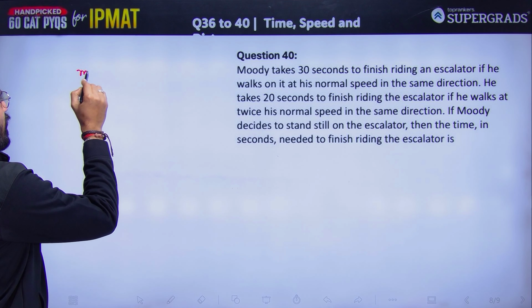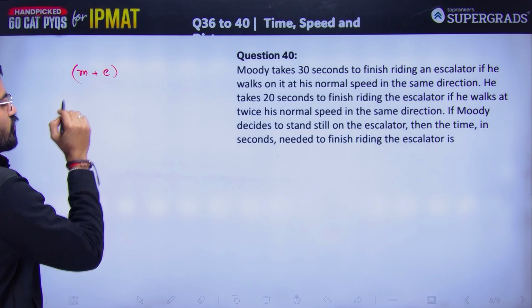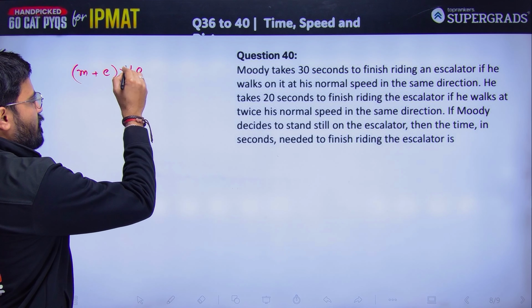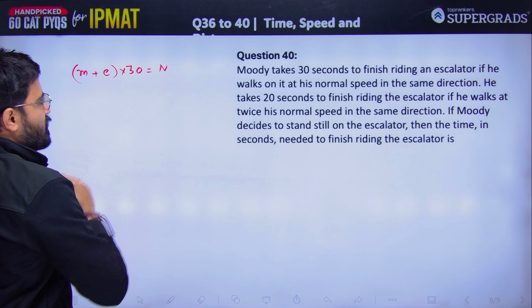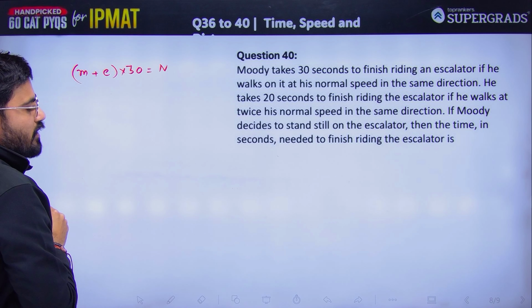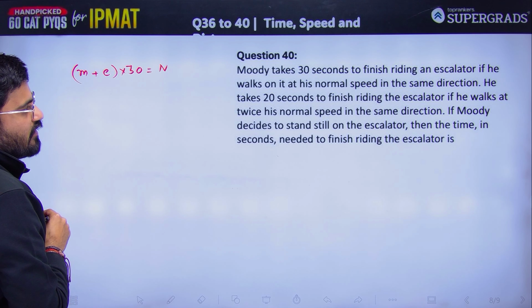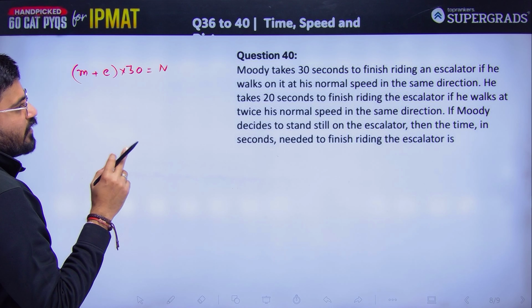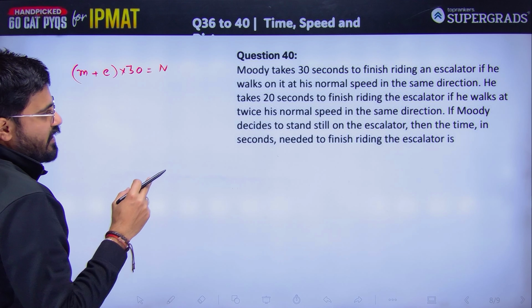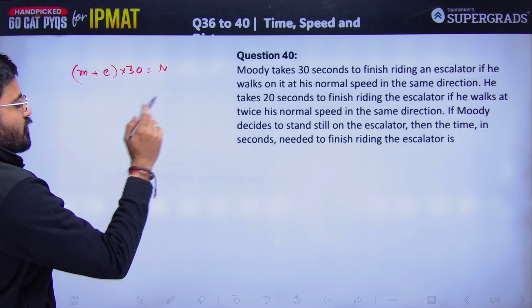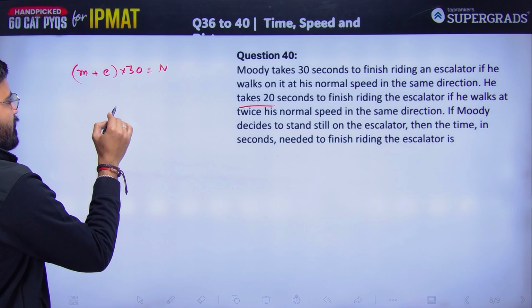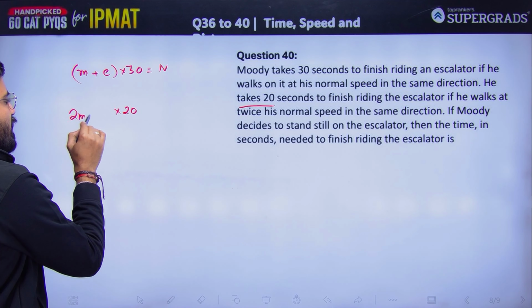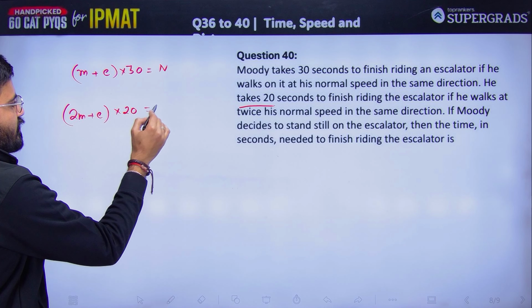So let the speed of Moody be m and of the escalator be e. Since both go in the same direction, they add, multiplied by 30 seconds. Speed multiplied by time will give me the number of stairs. He takes 20 seconds to finish riding the escalator if he walks at twice his normal speed in the same direction. So next time he is taking 20 seconds and he has doubled his speed, so 2m, and the escalator's speed stays as it is, equal to the number of steps.